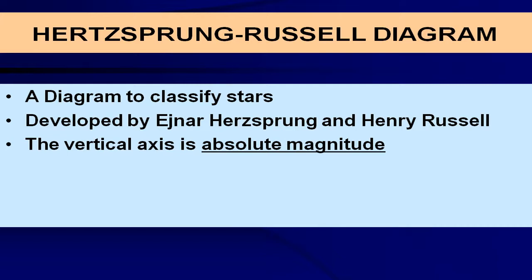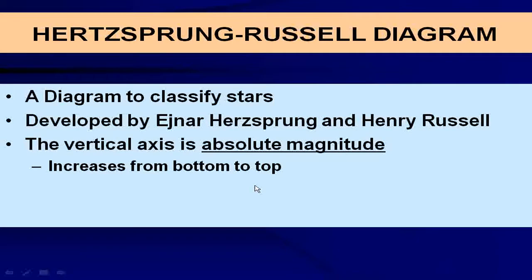On the vertical axis we have absolute magnitude, which, as we discussed in the last lecture, has to do with the absolute luminosity of the star itself. So the absolute magnitude is the standard luminosity of the star. And on the diagram it increases from the bottom to the top on the vertical axis.